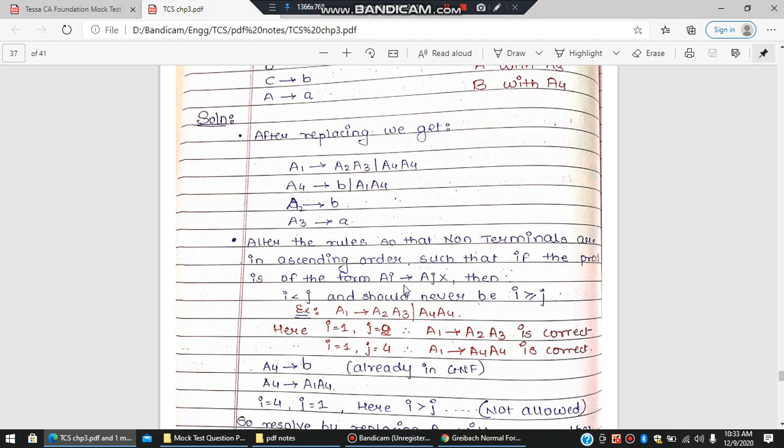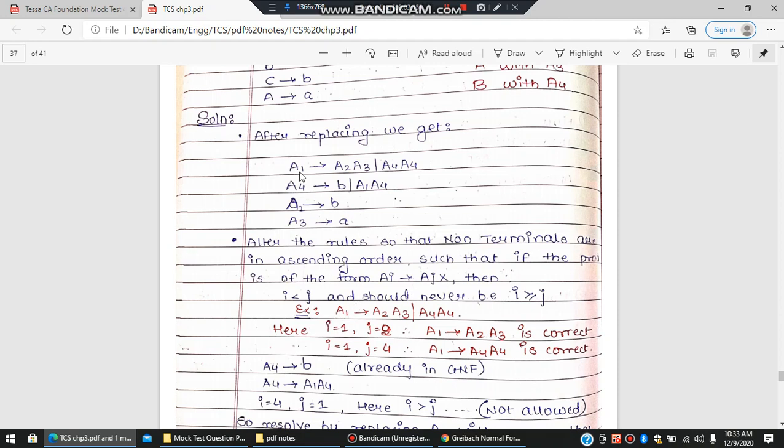Now alter the rules so that the non-terminal symbols are in ascending order, such that if the production is of the form Ai gives AjX, then i should be less than j and never greater than or equal to j. So what does it say? We need to check and alter the rules such that if a production has the form Ai gives AjX, then the value of i should always be less than j. It can't be greater than or equal to j.